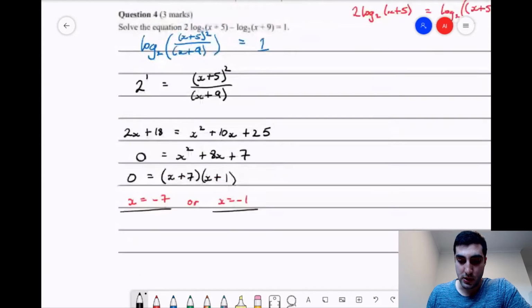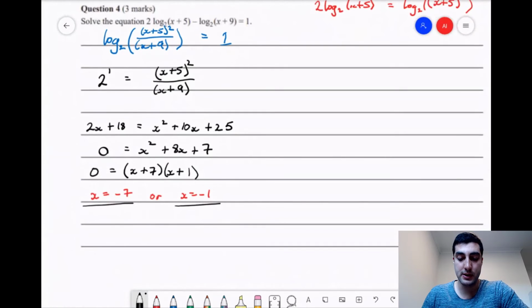So some people may stop there. If you stop there, you're probably only going to end up getting 1 or maybe 2 marks if you're lucky. One of these solutions is valid and the other one isn't.